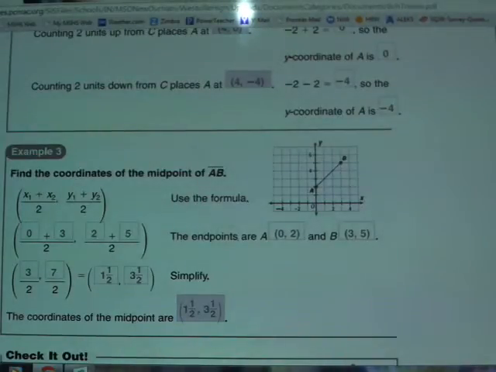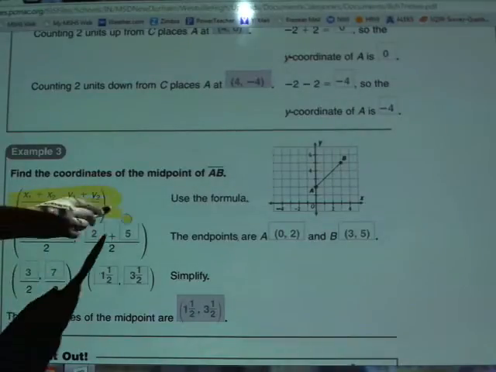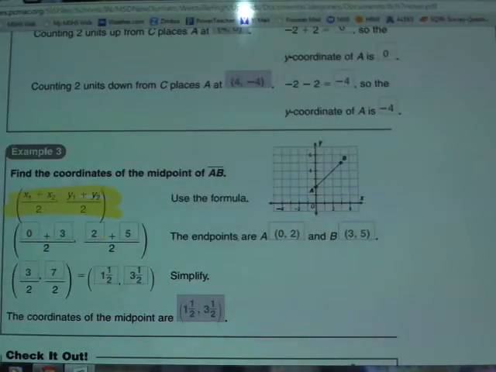The formula is actually presented to you on the screen right now as well. The formula is the very first line that they give us right there. The formula is actually pretty easy to work with because it's really just a bunch of averages. What they're saying is you take the x-coordinates and add them up and divide by 2. Take the y-coordinates and add them up and divide by 2, which of course would just be the mean. And that will find the midpoint of AB.